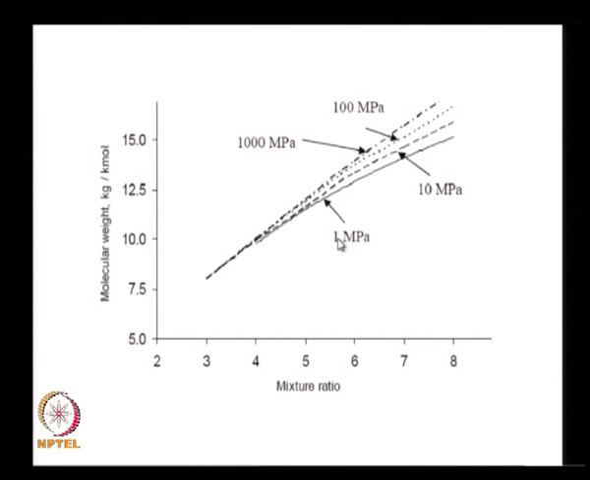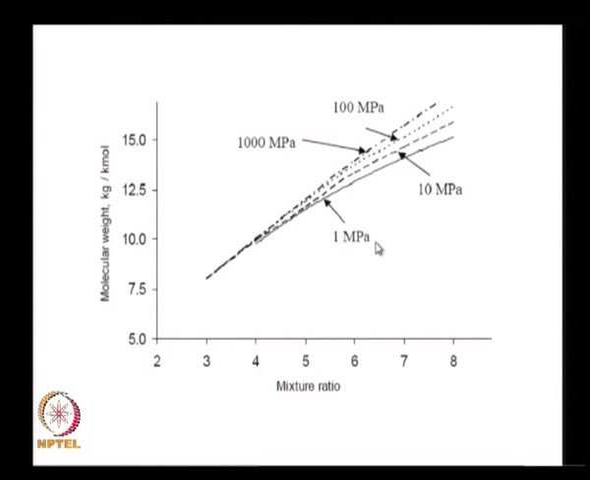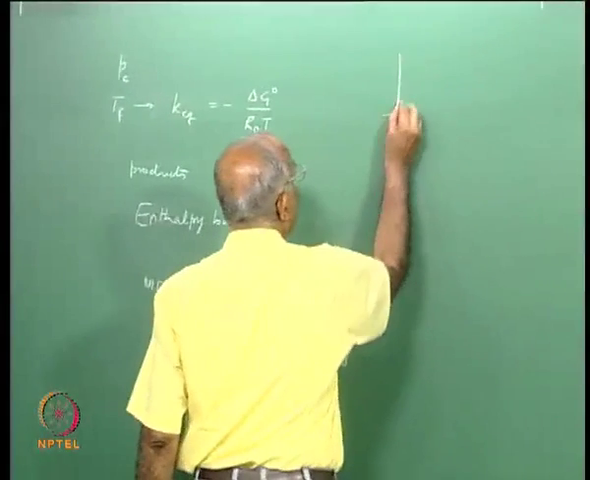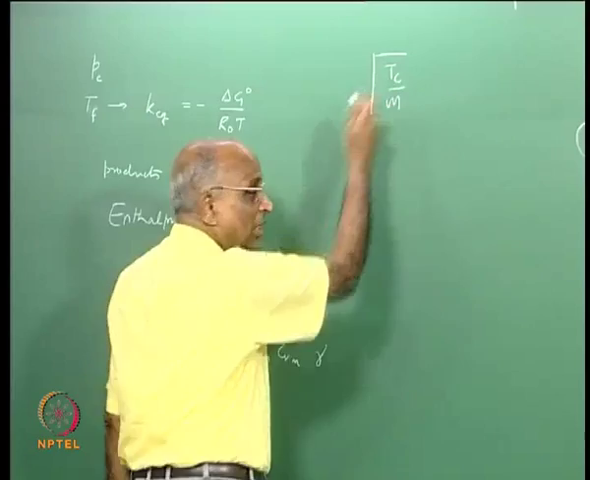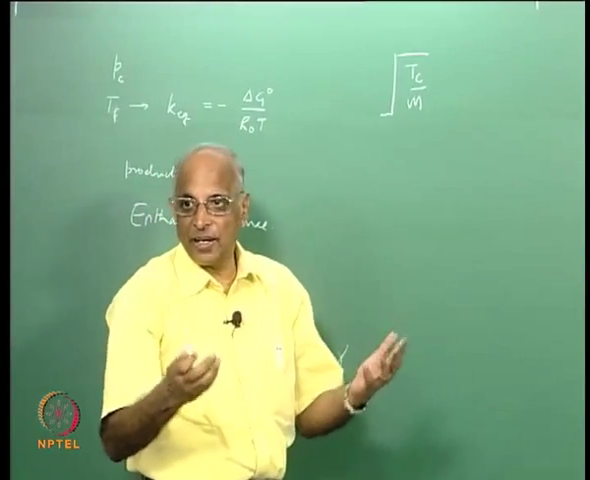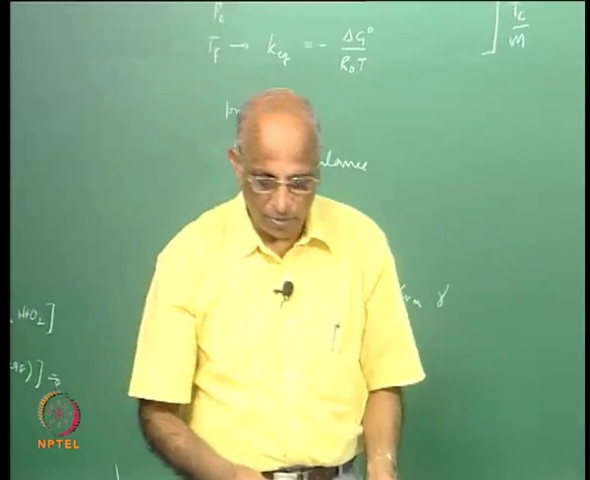But if I go back to my previous one, I find that the change in temperature is quite enormous, whereas the change in molecular mass is a little bit. Therefore the ratio of, let us say, under root Tc by the molecular mass will still be higher at higher pressure, and therefore a higher pressure gives me a higher value of performance.